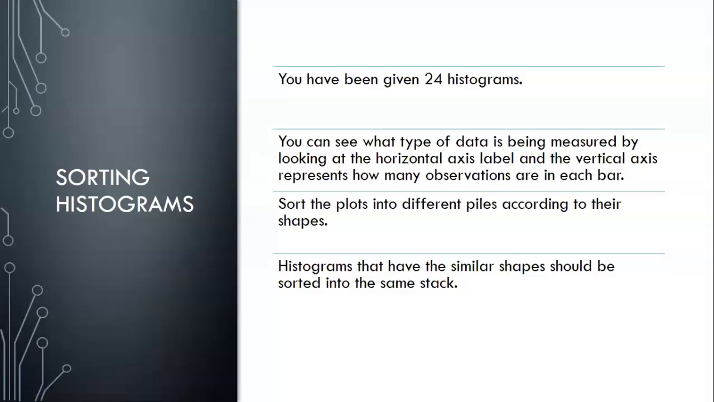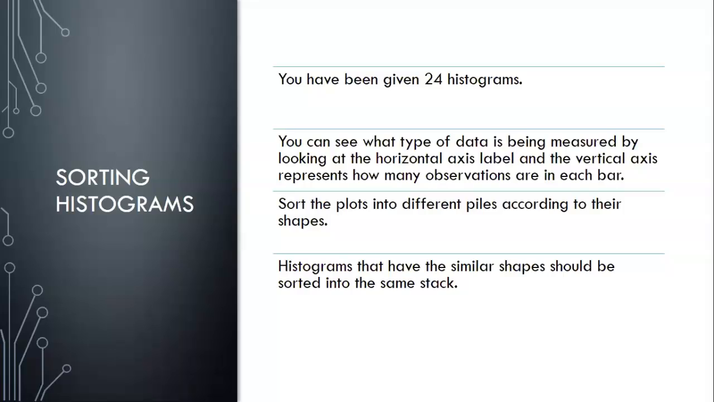So basic directions here, you will be given 24 histogram images, okay? You can see what type of data is being measured on these histograms. So it's labeled. So our horizontal axis, our x-axis, gives us whatever's being measured. So it gives us what the data is about, right? And in what units it's being measured. So that's our x-axis. Our y-axis, as always, will give us the frequency, how many observations are in each bar, okay? So the x-axis tells us what's being measured. The y-axis tells us the frequency of each bar.